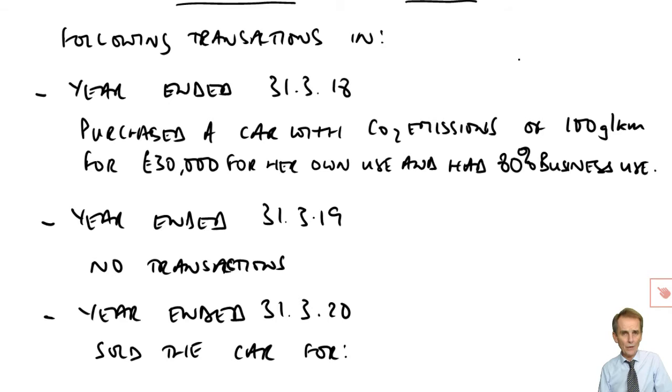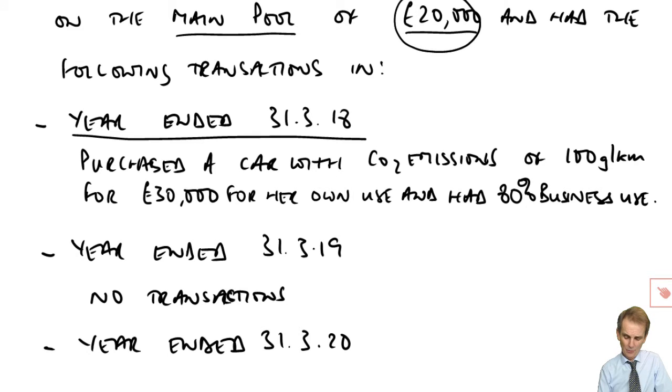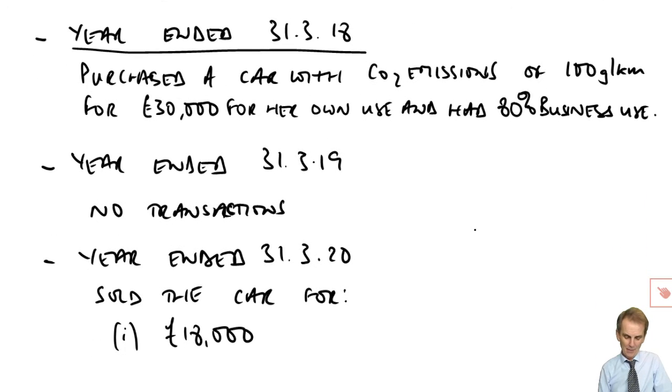And rather than just looking at one accounting period, we're going to look at three, beginning with the year ended 31st of March 18. Now, we already know at the start of that period, we have a tax written down value brought forward on the main pool of £20,000. But now, she purchases a car with CO2 emissions of 100 grams per kilometre, so it's not low emission. That 100 is between 51 and 110, so that means we're in writing down allowance territory. What level of WDA on that level of CO2 emissions? 18%.